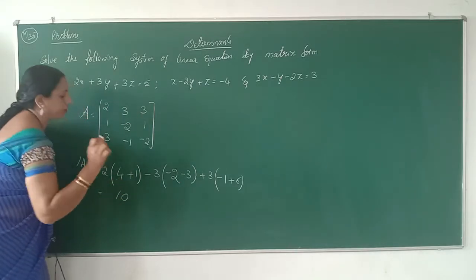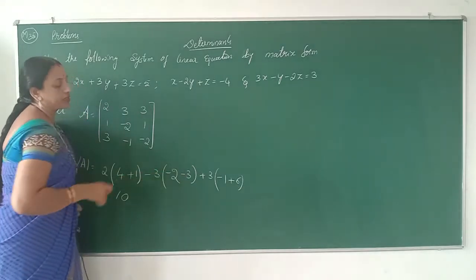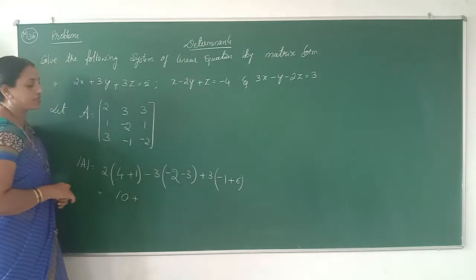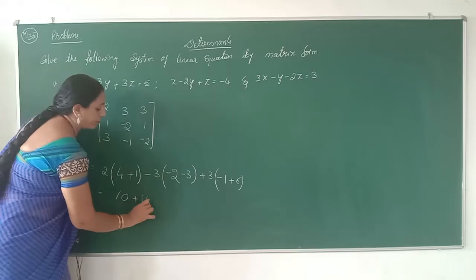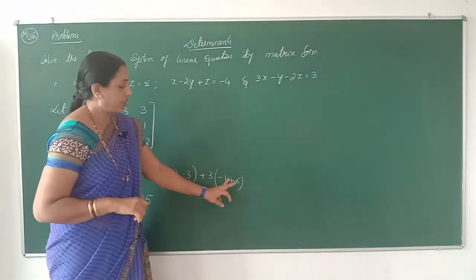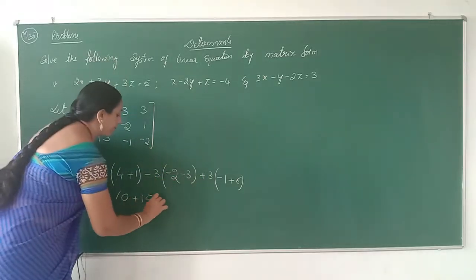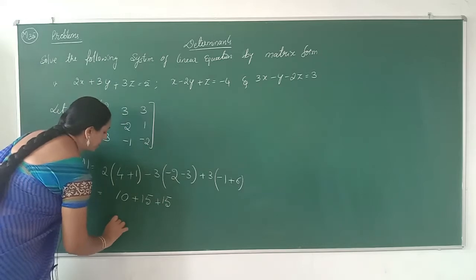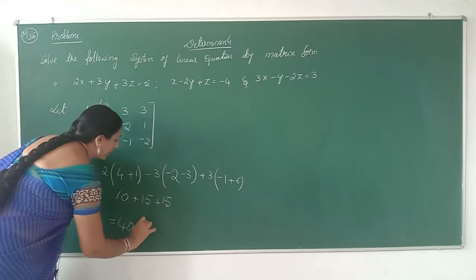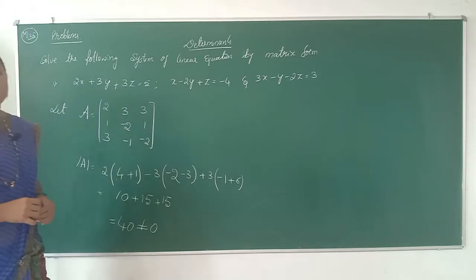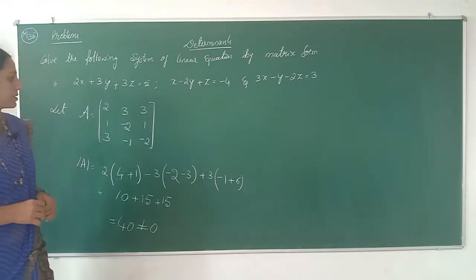5 into 2 is 10. Minus 2 minus 3 is minus 5. Minus into minus is plus, 5 into 3 is 15. Minus 1 plus 6 is 5. Again 5 into 3 is 15. 15 plus 15 is 30, and 30 plus 10 is 40. And it is not equal to 0. Therefore, the given matrix A is a non-singular matrix.